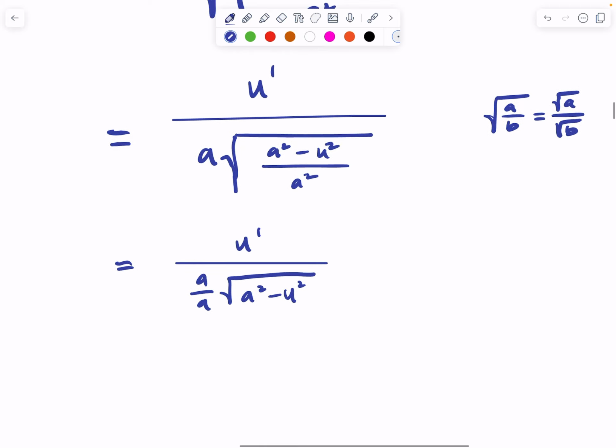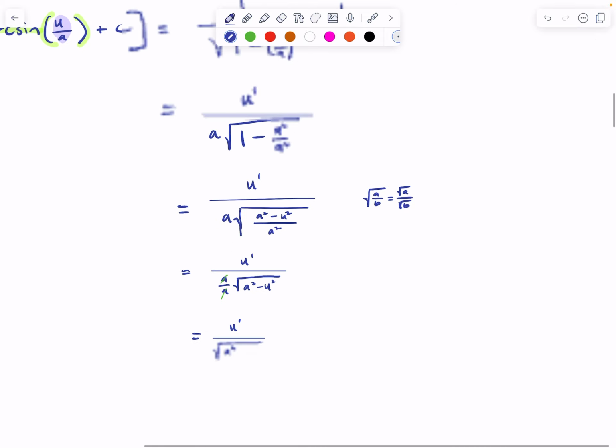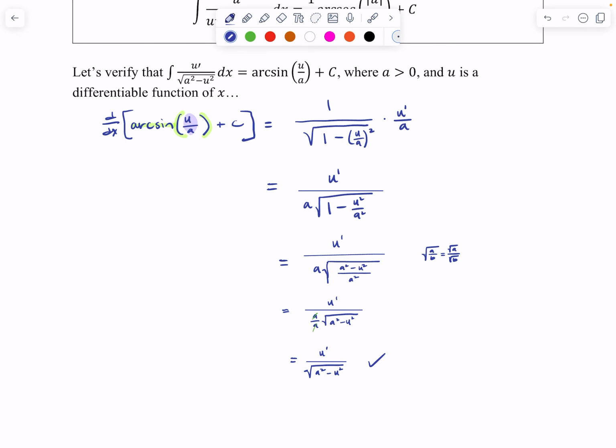Okay, and then we're almost there. That just ends up being 1, right? That cancels. So then we have u prime over the square root of a squared minus u squared. Okay, so that checks. We're able to see that, yes, the derivative of arcsine of u over a plus c is equal to that integrand.